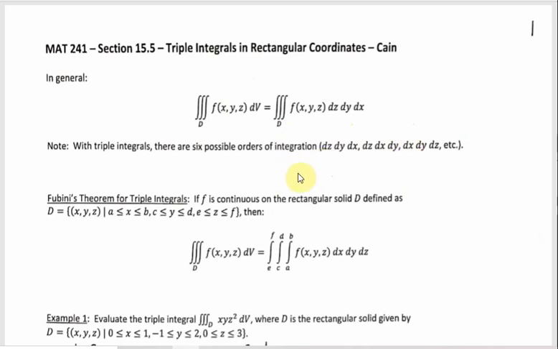Here you have six, because if you start with z, then you could go yx or xy. And then if you start with y, you've got two options. You start with x, you've got two options. So there are more possibilities.